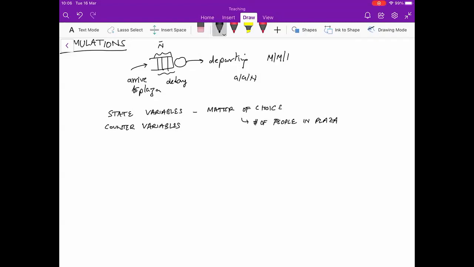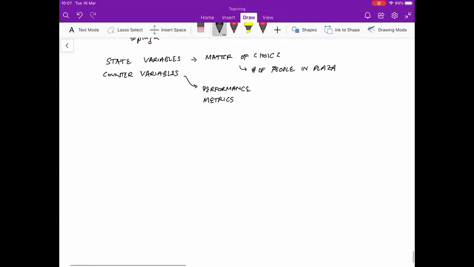And then the counter variable is something that allows us to compute the performance metrics. The performance metrics that we're looking for are the mean number of people in the plaza and the mean delay, which are the two things. And the third thing is the impact of the train schedule, which just affects the performance metrics. So for these two metrics that we care about, the mean number of people and the mean delay, what we need is essentially, for each person, their arrival time and departure time.